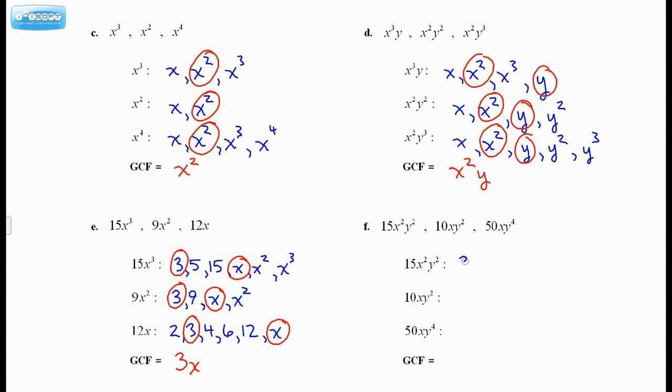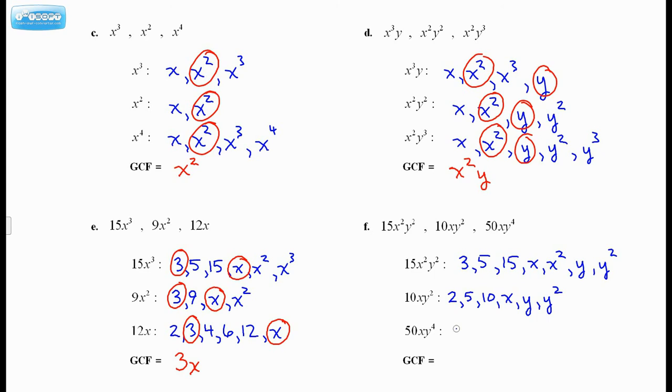So 15, again, 3, 5, 15. And then we have x, x squared, and then a y and a y squared. All of these are factors of 15x squared y squared. 10xy squared: the factors of 10 are 2, 5, and 10. There's an x, a y, and a y squared.